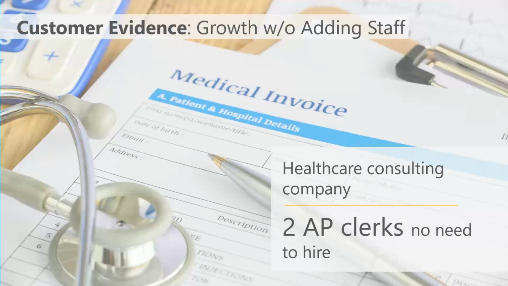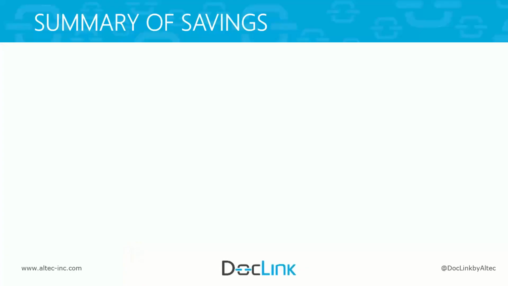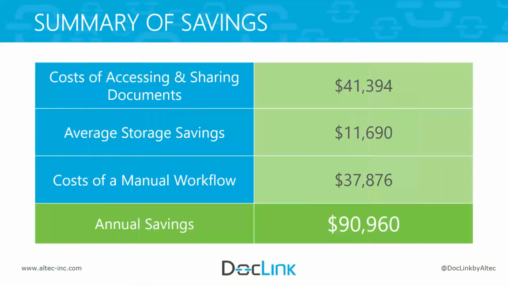So again, keep all of these things in mind when you start to look at whether a solution like DocLink is worth it. If we add up all those savings, which is always a fun exercise to do: the cost of access and sharing, the average storage savings, the cost of manual workflow. Actually, we didn't even add the additional staff, but there's an annual savings of about $90,000.